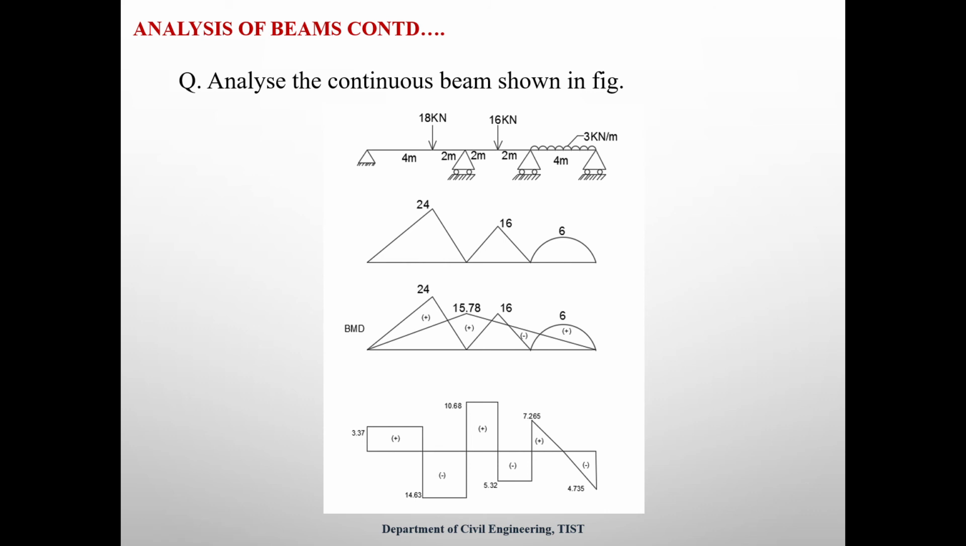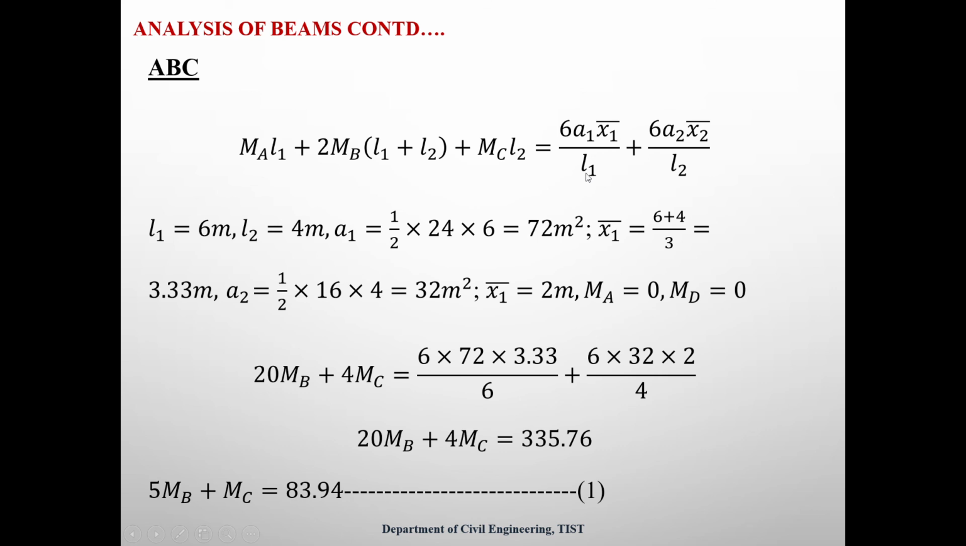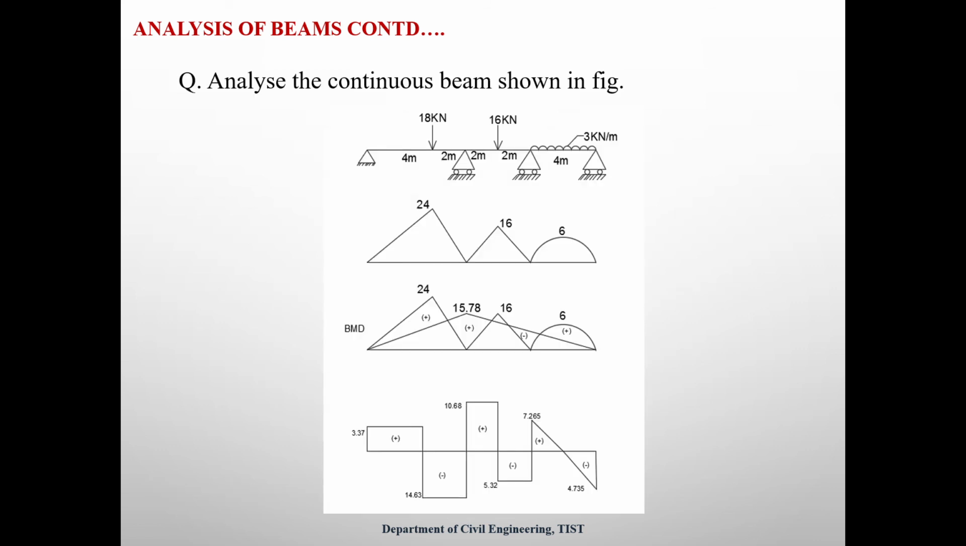Okay. Then apply the three moment equation. The three moment equation can be applied only for two consecutive spans. So we have to consider the spans A, B, C initially and then B, C, D as the second step. Firstly, consider A, B, C and write the three moment equation. In this equation, we know MA is equal to 0. L1 is equal to 6 meter and L2 is equal to 4 meter.